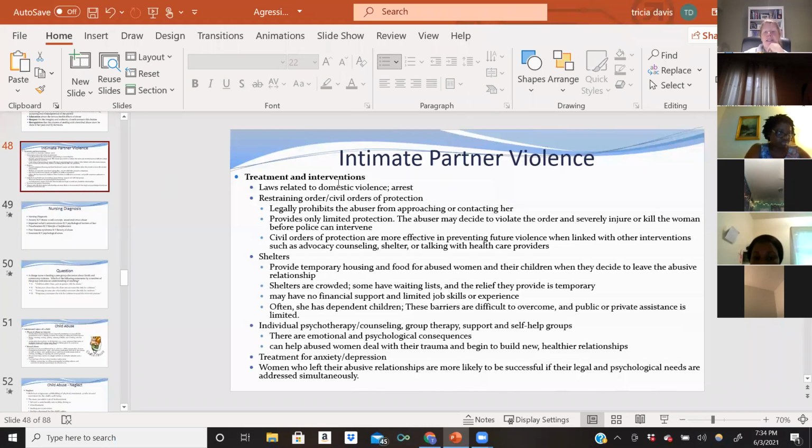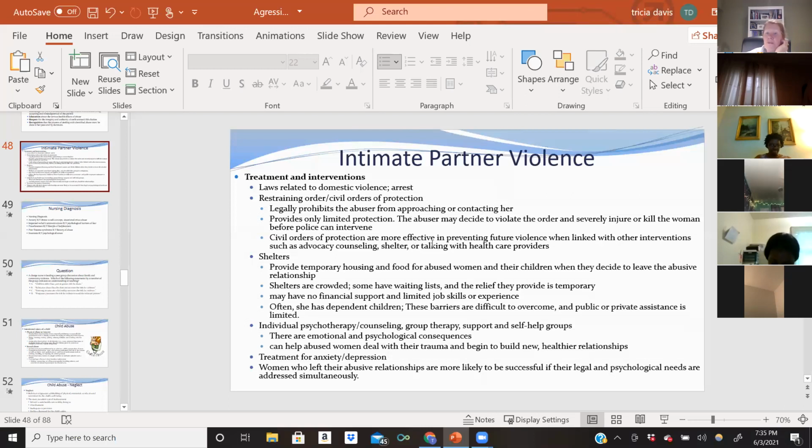So what are the treatments and interventions? Well, there are obviously laws that are related to domestic violence. Obviously, the person can be arrested, they could go to jail. There are restraining orders and civil orders of protection. Restraining orders legally prohibit the abuser from approaching or contacting the patient. However, these restraining orders only offer limited protection. Just because they have it doesn't mean that the abuser will abide by it. They can decide to violate the order and severely injure or kill the patient before police can intervene. So that's something to think about.